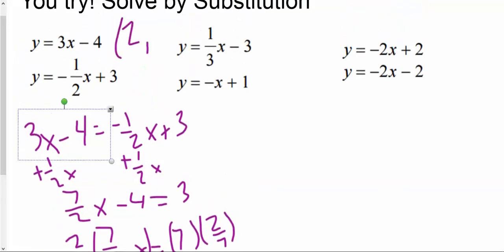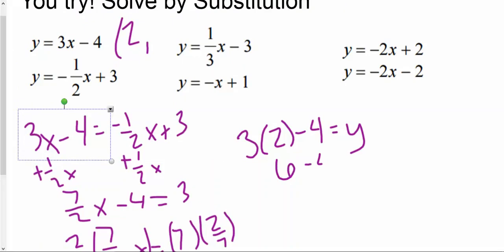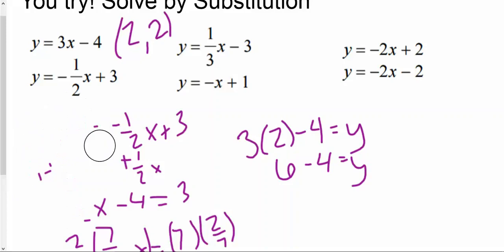We plug that in, and again, we can plug it into either one, but this top equation would probably be the easiest. 3 times 2 minus 4 is equal to y. So that's 6 minus 4 is equal to y. Y is 2. And if we plug that into the second equation, we'll get the exact same thing.